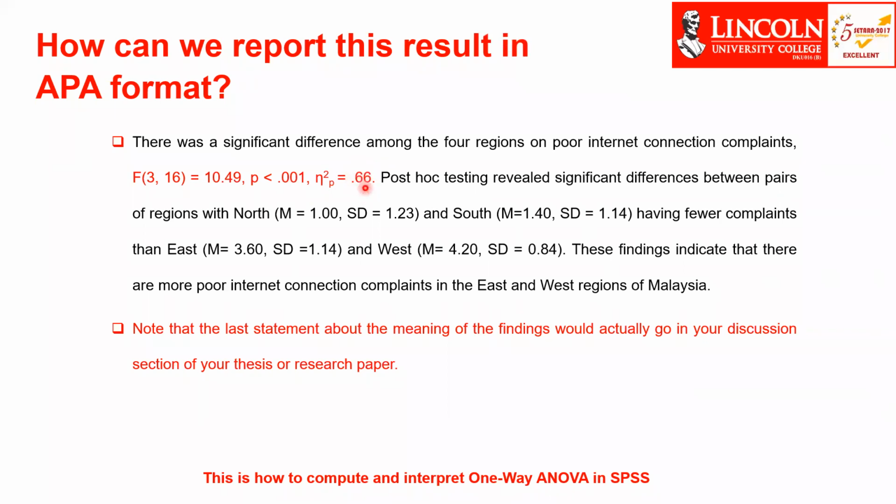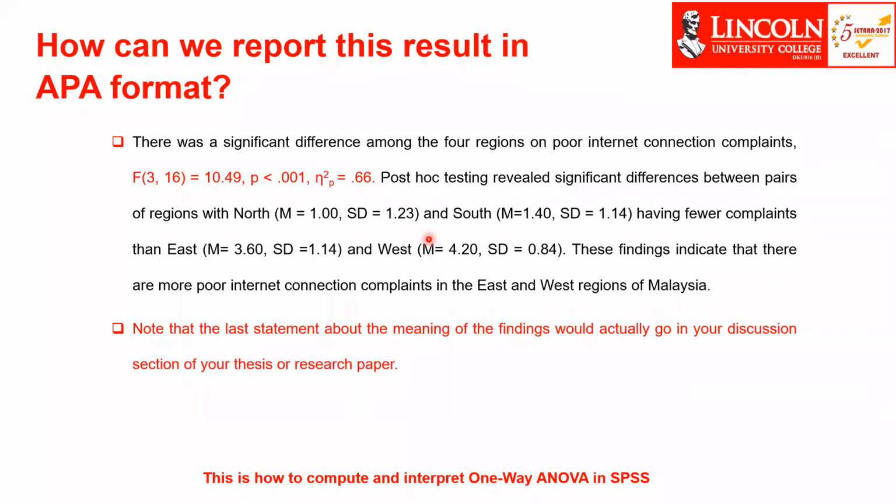Okay, and you also report that post-hoc testing revealed significant differences between pairs of regions, with north, the mean of north is this and standard deviation is this, and south, the mean of south is this and standard deviation is this, having fewer complaints than east, which has this, and west, which has this. These findings indicate that there are more poor internet connection complaints in the east and west region of Malaysia. That is how you conclude this. This is how you interpret this kind of result.